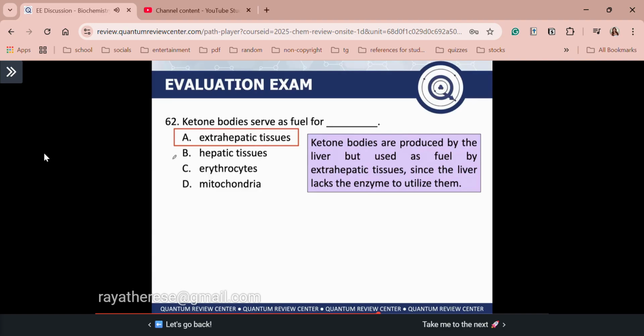Okay, so class, again, si erythrocytes and mitochondria, these are vague options. Alright, so of course, we are on a tissular level, not on your organelle and cellular level. Clear? For 62, our answer is letter A, extrahepatic tissues. Alright, let's proceed with our item 63.